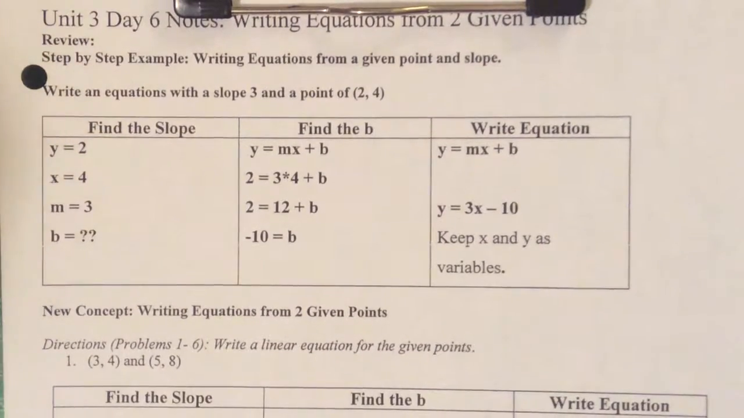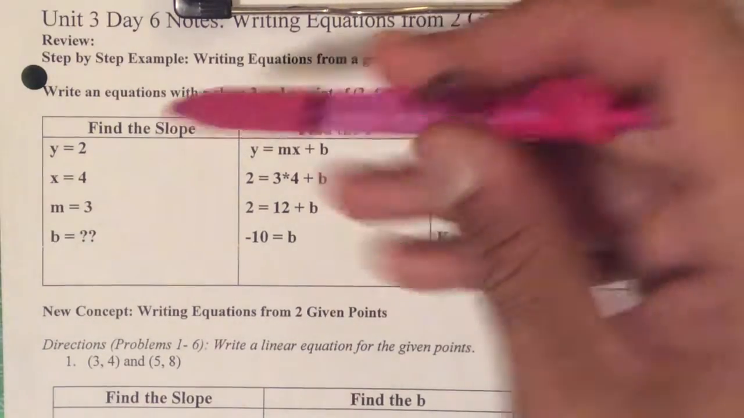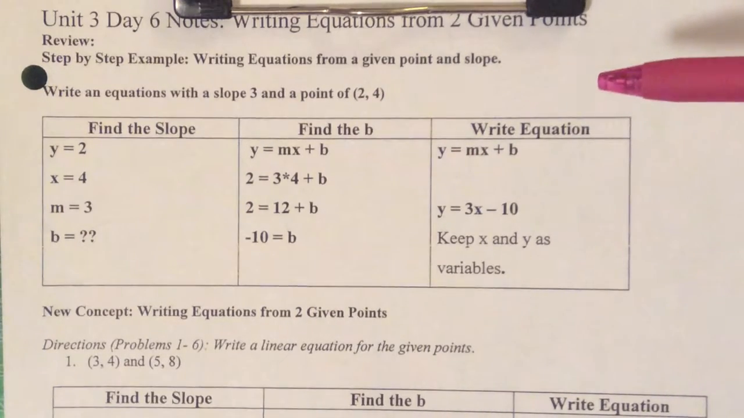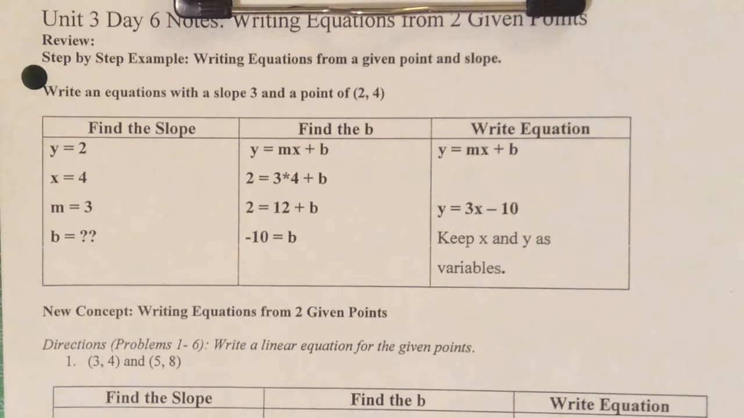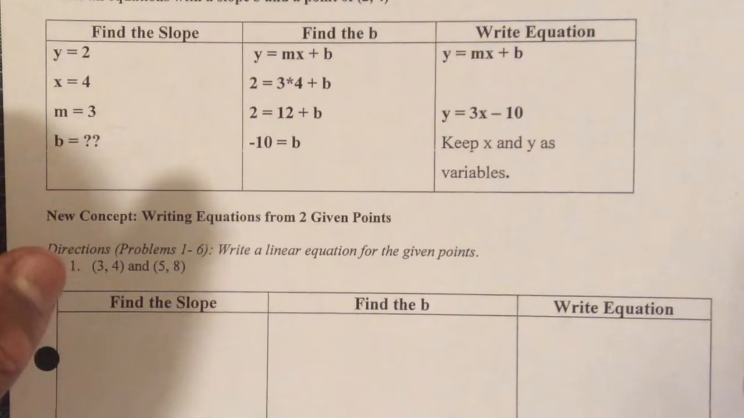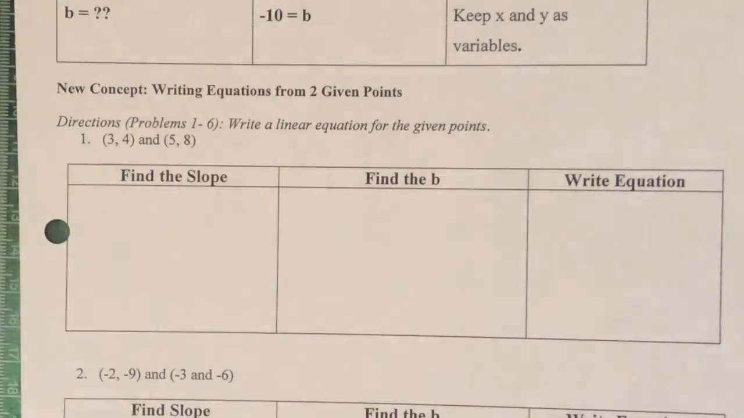So today we're going to go over Unit 3, Day 6 notes, which is writing equations from two given points. Now at the top, if you notice, I gave you an example of a problem where we're supposed to write an equation when we're given a slope and a random point, which is the lesson we did back in Day 4. Basically, today's lesson is exactly the same as Day 4, but instead of them giving us the slope, we have to find the slope to begin with, like actually solve for it.